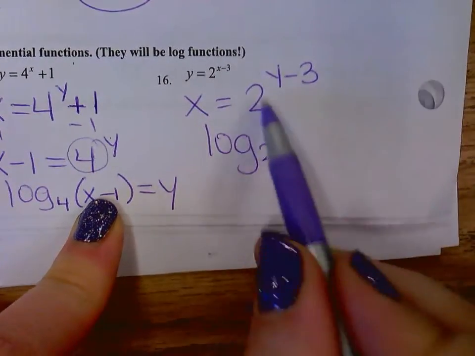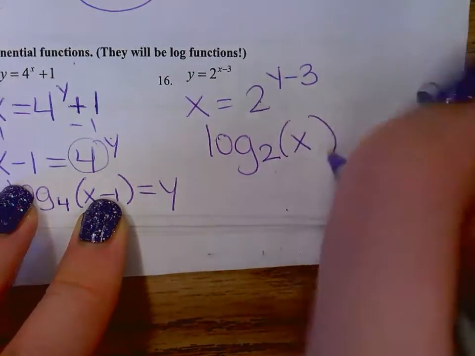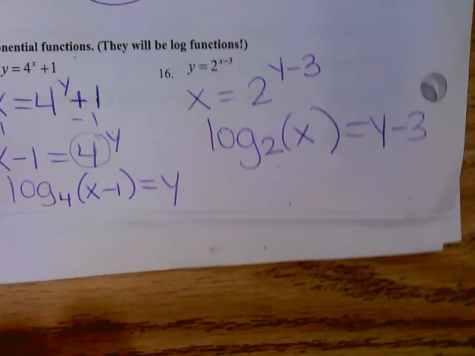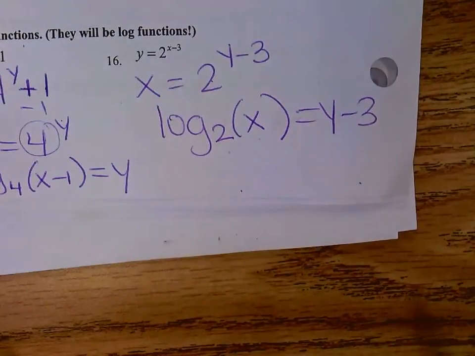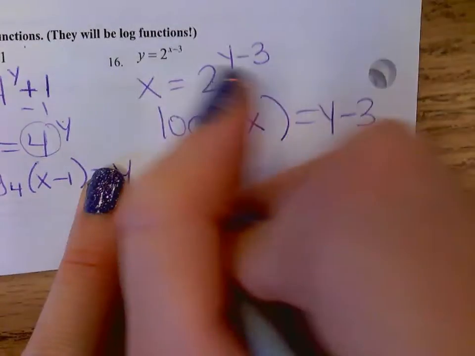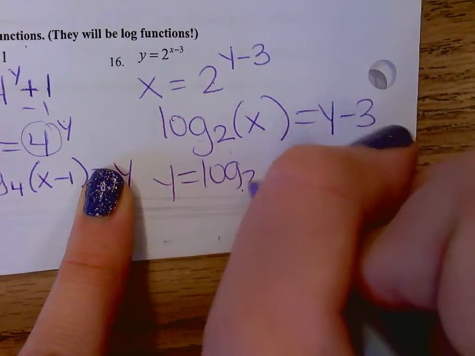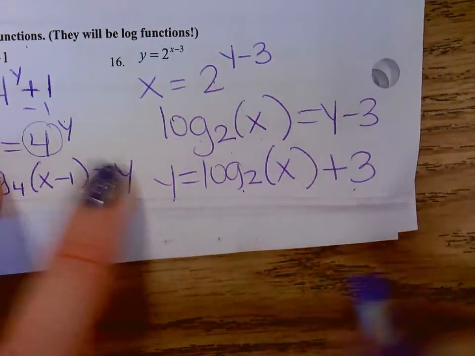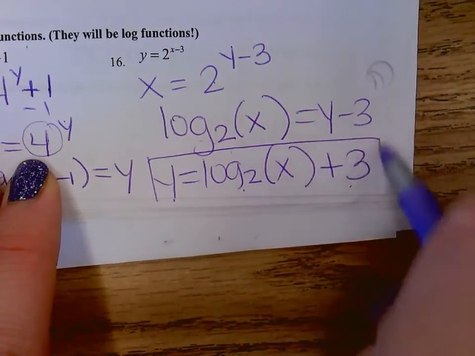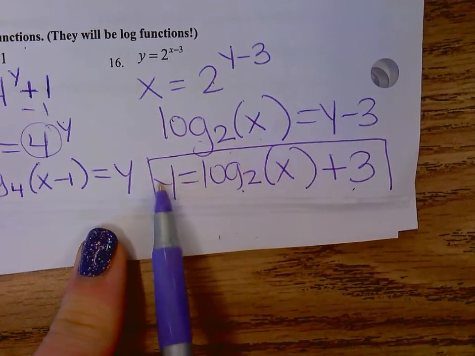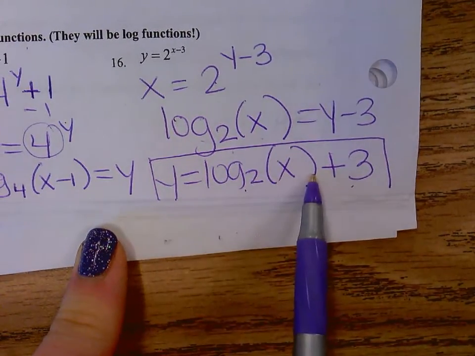Your base becomes a 2. The x goes inside your log, and you get y minus 3 on the outside. So at the very, very last step, I'm going to add 3. So my final answer should be log base 2 of x inside the log plus 3. So I added 3 to the other side, but then I rewrote it. Y equals log base 2 of x plus 3.